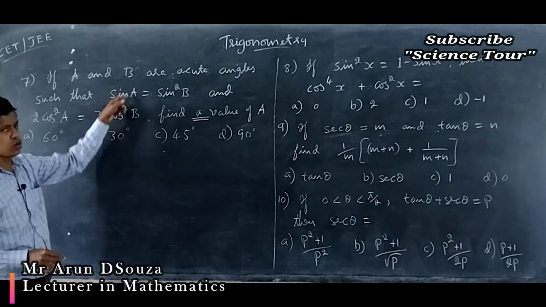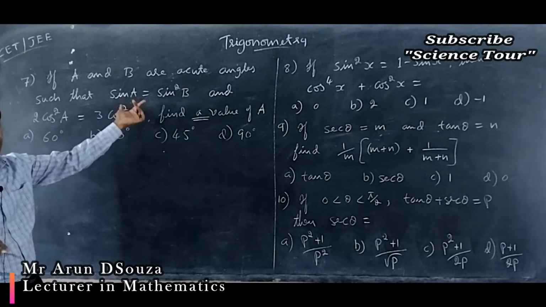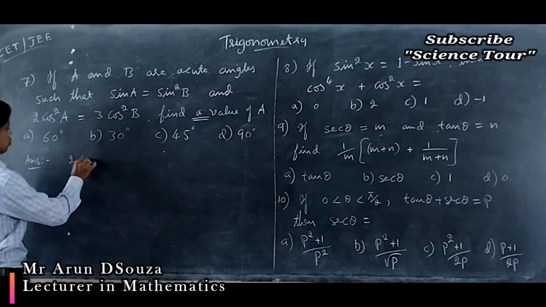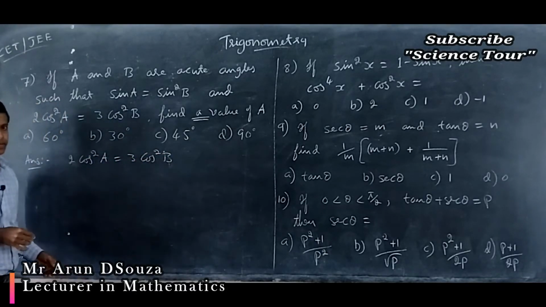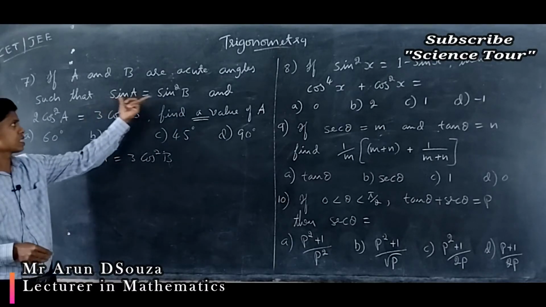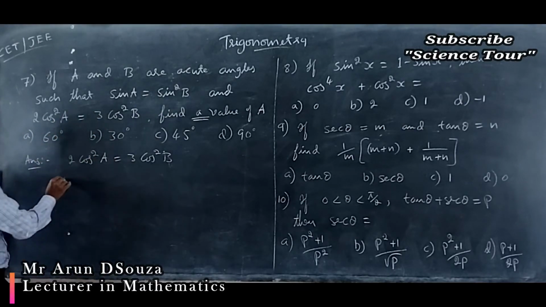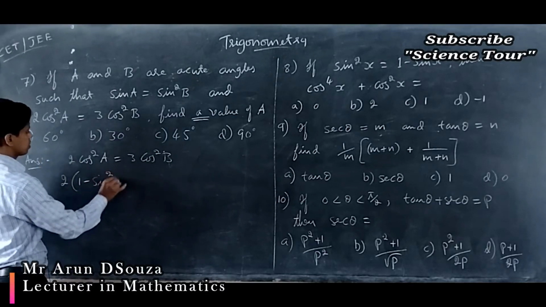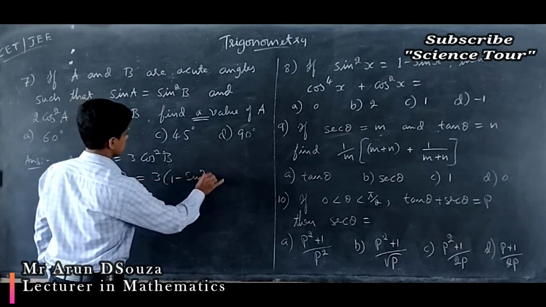There are two things given to us. We'll use the slightly complicated one and simplify it, and then we'll use the other in one of the steps. Now this is 2 cos square A equals 3 cos square B. Here what is given? Sin A and sin square B. So it is in terms of sin, correct? So we'll convert this in terms of sin. So this is 2 into (cos square is 1 minus sin square A), that is equal to 3 into (1 minus sin square B).